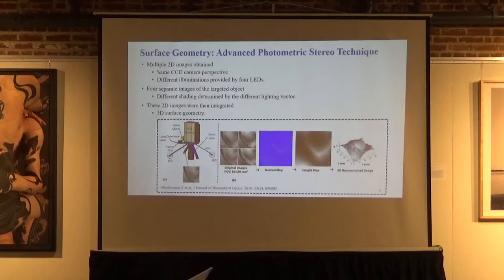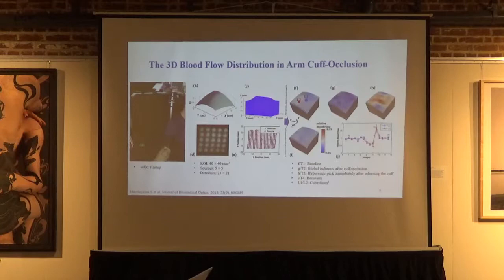But for going to the real body, we also need to know the geometry. So we learned from the photometric stereo technique, and we integrated that in our system. In this technique, they use four different LEDs, so they give us four different images from the same camera with different shadowing directions based on the different lighting vectors. Based on this, we were able to get the surface geometry. For testing our system, we usually use cuff occlusion to change the blood flow. So what we did at first was get the surface geometry. Based on the surface geometry, we generate the tetrahedral mesh, because for reconstructing the blood flow using the finite element model, we need to have the tetrahedral mesh.